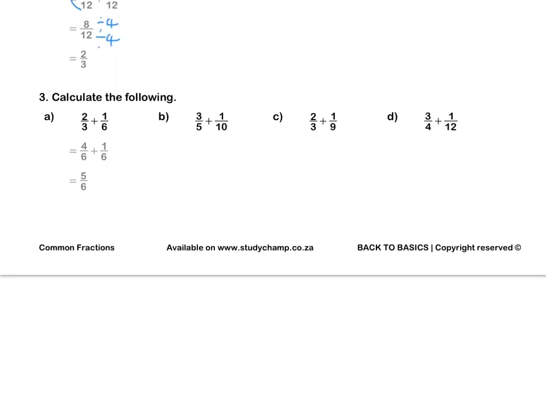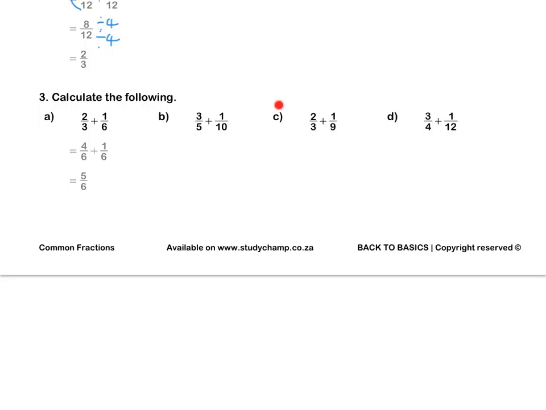Question 3. We have 2/3 plus 1/6. The lowest common denominator is 6. 2/3, we times top and bottom by 2. 3 times 2 is 6. 2 times 2 is 4. Then we add up to get 5/6.